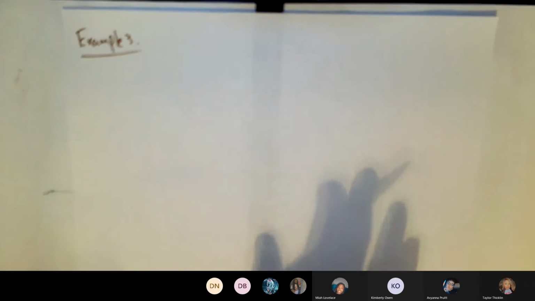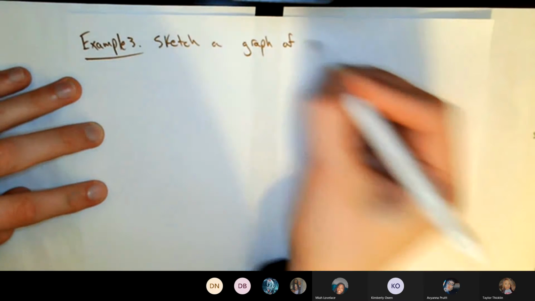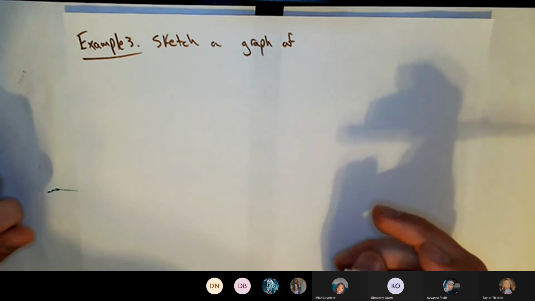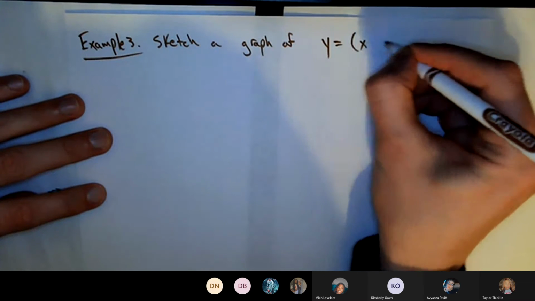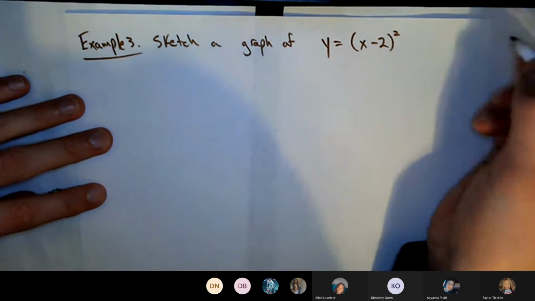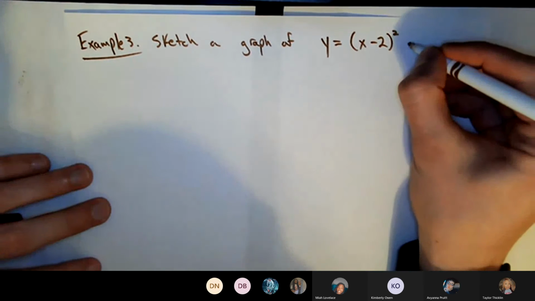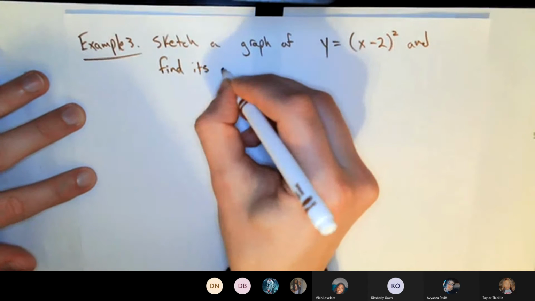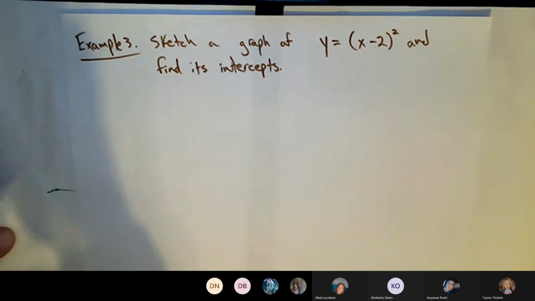Example 3. Sketch a graph of y is equal to (x minus 2) squared and find its intercepts. So x and y intercepts. I'm just saying intercepts here, so that means find all of them.